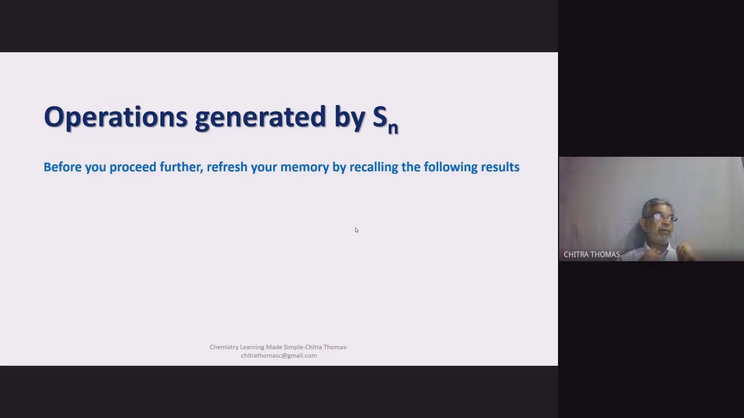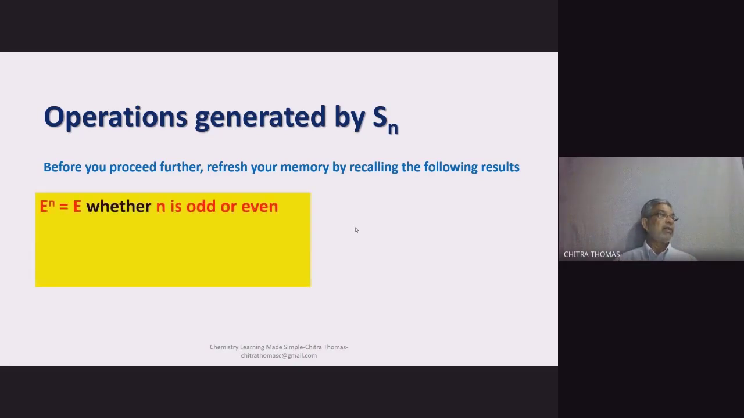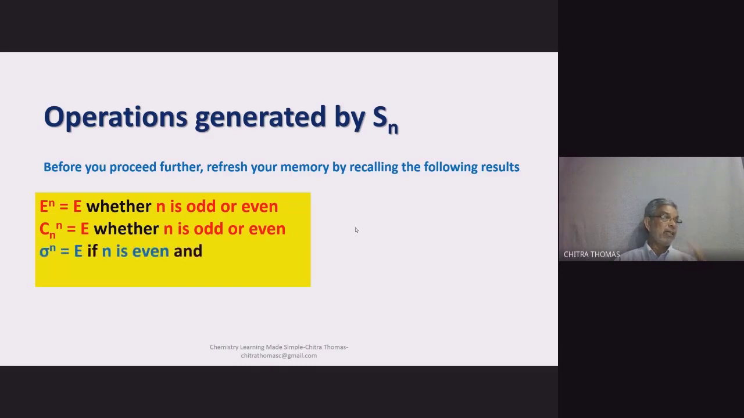Before you proceed further, let us refresh your memory by recalling the following results. See, E to the power n is equal to E, whether n is odd or even. Cn to the power n is E, whether n is odd or even. Sigma to the power n is E if n is even, and sigma to the power n is sigma if n is odd. Then C2 into sigma is equal to S2, which is equal to that. If you want, you can jot it down.